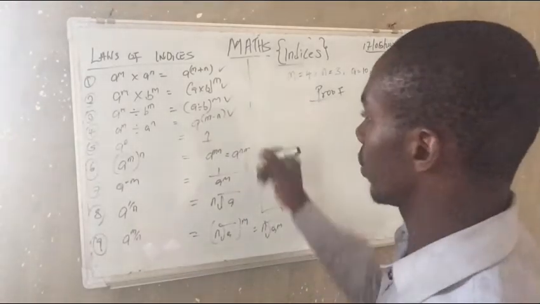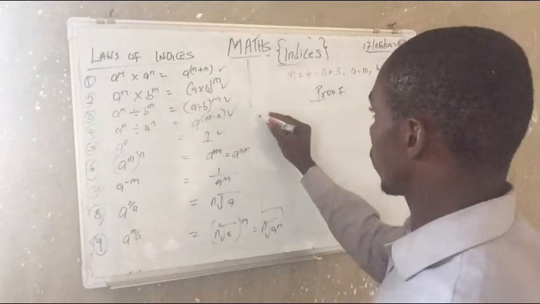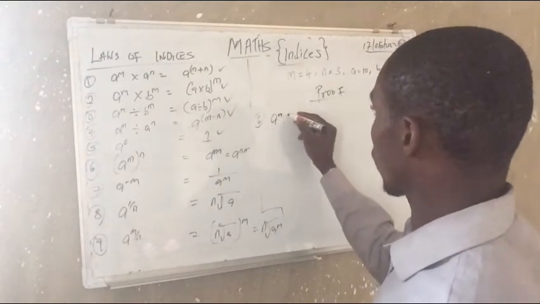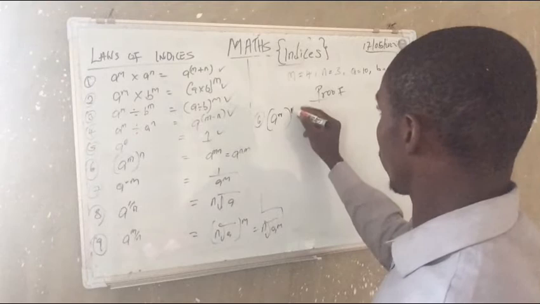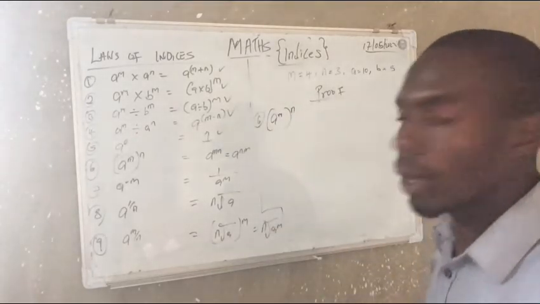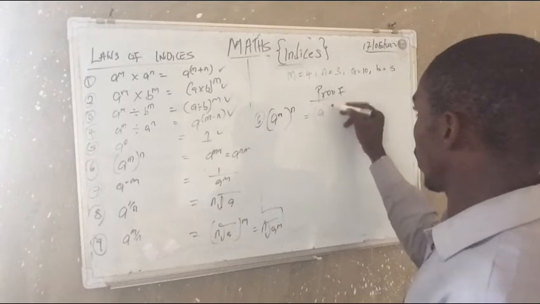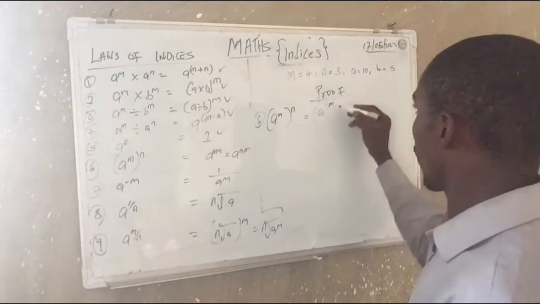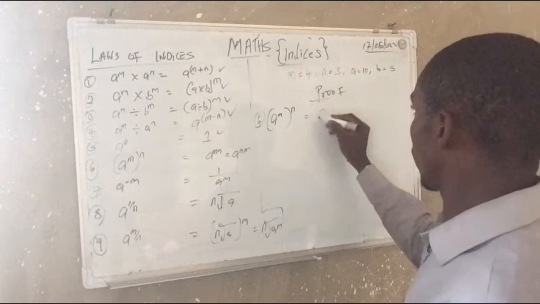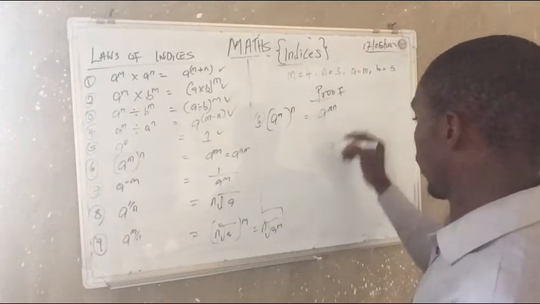I'll go on to the next one, which says a raised to the power m, all to the power n is what? A raised to the power m, sorry, is a raised to the power mn.